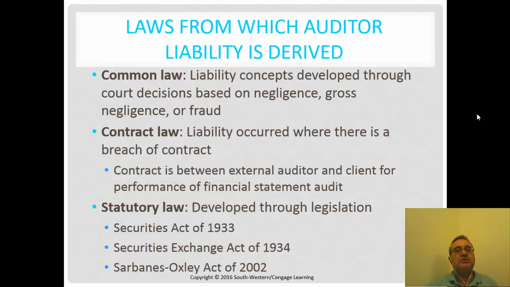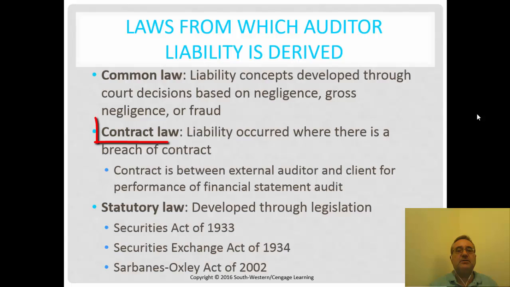We need to understand where liability comes from. Now you notice the last point is statutory law. Statutory law is developed through legislation. This includes the Securities Act of 1933 and 1934, Sarbanes-Oxley, as well as a couple of other items that we'll talk about, but we're going to move those to another discussion. We're going to focus on common law and contract law.